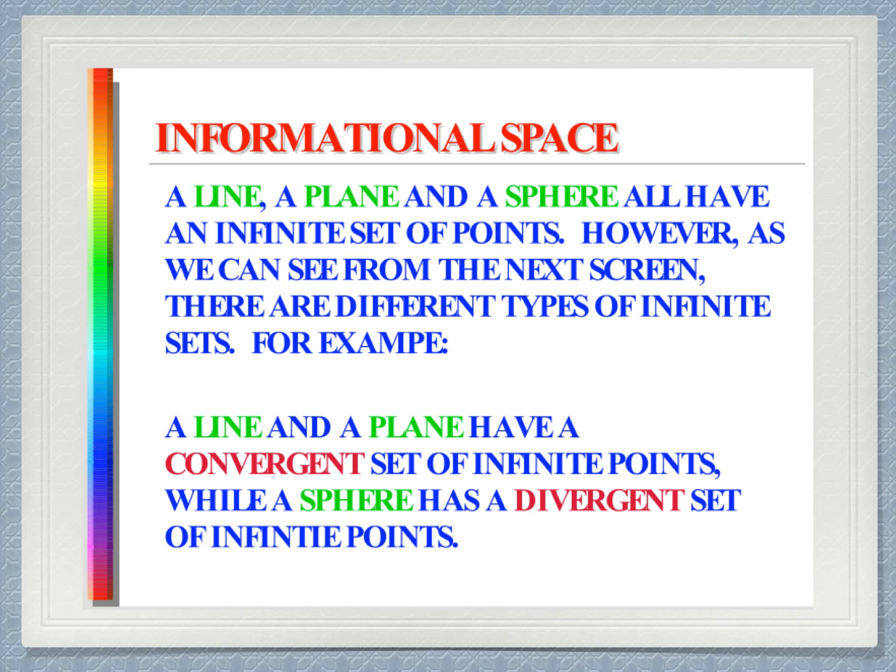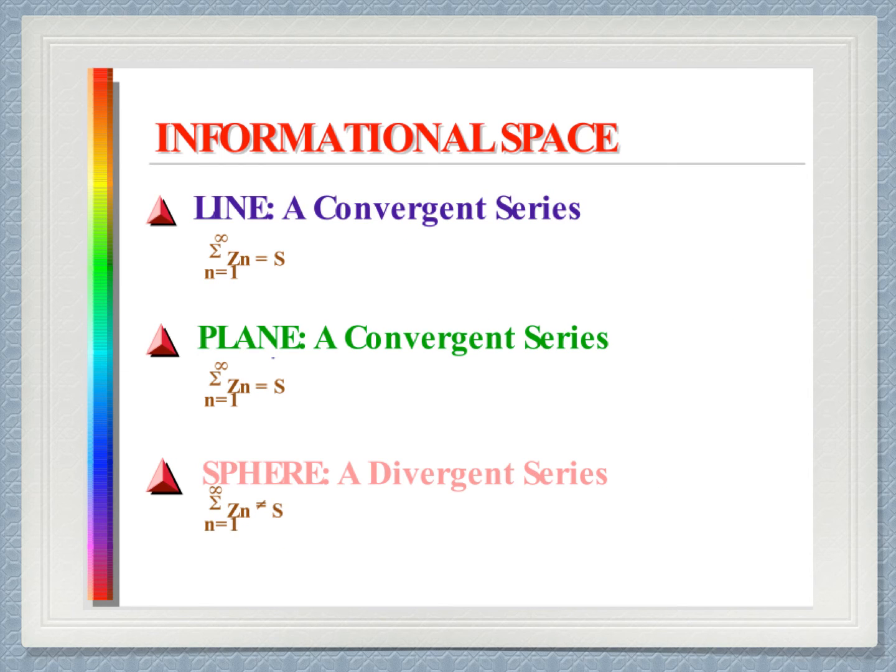If we now consider informational space, a line, a plane, and a sphere all have an infinite set of points. However, as we can see from the next screen, there are different types of infinite sets. For example, a line and a plane have a convergent set of infinite points, while a sphere has a divergent set of infinite points. And these are some formulas for those who are interested in that area.